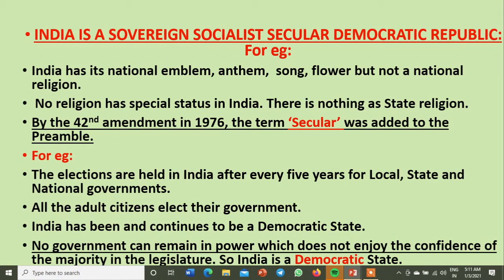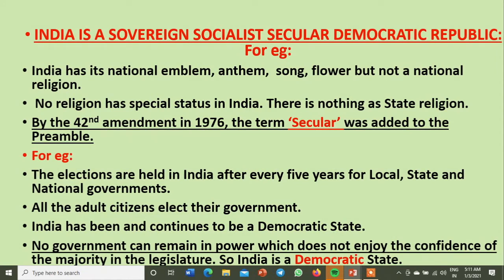By the 42nd Amendment in 1976, the term secular was added to the preamble. Before this, the word secular was not in the constitution. The two terms were added by the 42nd Amendment in 1976. First, I have already discussed socialism, and next is secular. Now, the next is democratic.